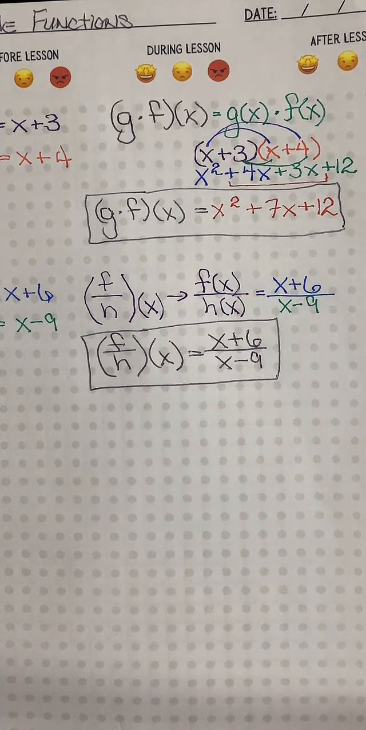Okay, so the 6 and the 9, you cannot touch. Okay? Okay, she figured that out.